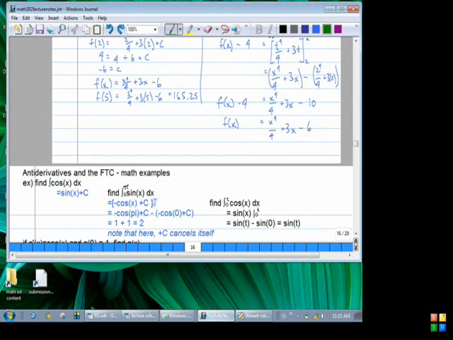So sine x evaluated from 0 to t gives you sine of t minus sine of 0. Sine of 0 is just 0, so you get sine t. Now a quick comment on this. Notice that the answer to this question is not a number. It's a function. Why is it a function?